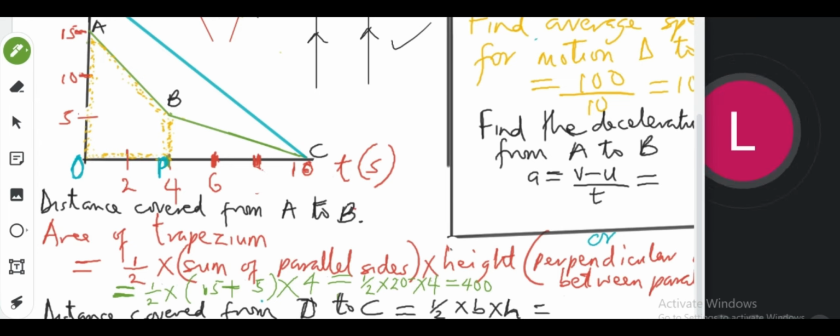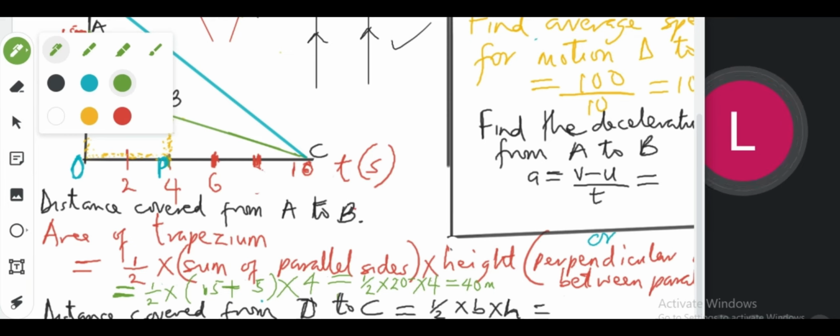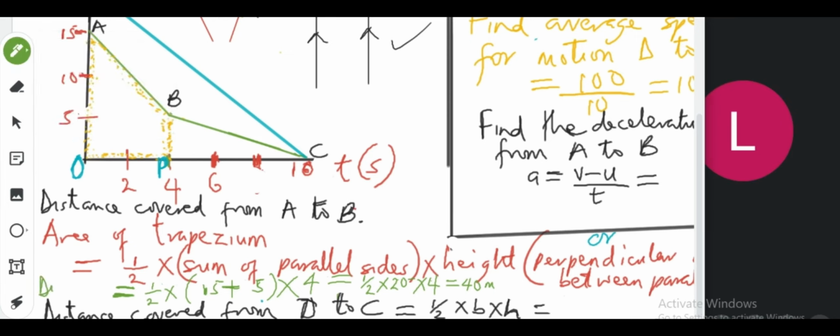That's 40 meters. That's the distance covered. So distance is 40 meters. That's the distance from A to B, which is the area under the graph, until you get to the time axis.